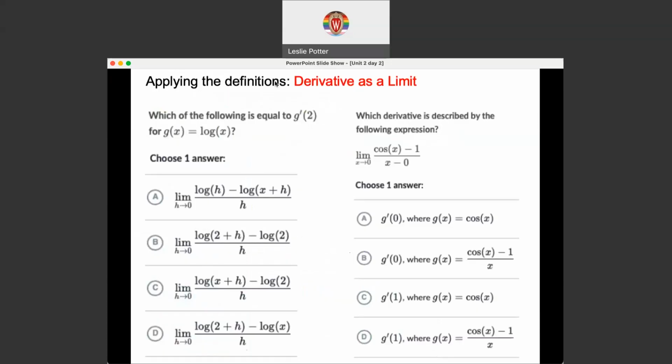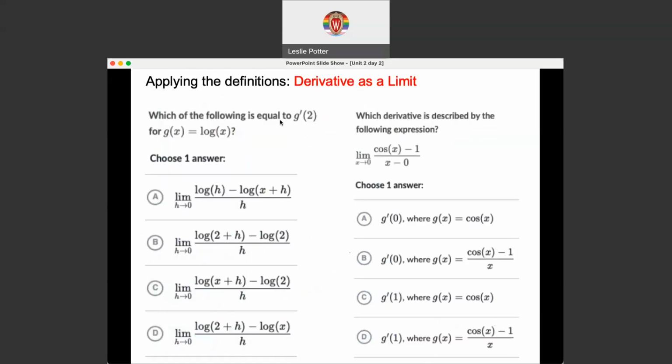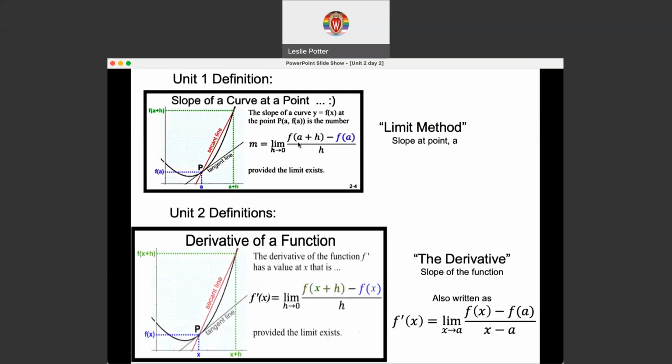So let's apply the definitions of the derivative. Look at these. This is all looking like the previous screen. It says, which of the following is equal to the derivative of function g at 2? So I want to evaluate the derivative at 2 of the log of x. Well, we know that the a value is 2, right? If we go back to unit 1, the a value is 2.